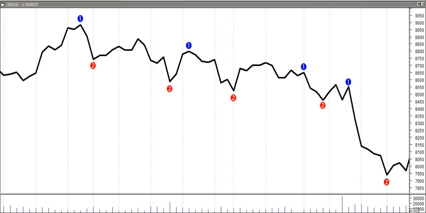The opposite is true. This is the last half of 2017. You will see where there is falling trough, each bottom is lower than the previous one, and each peak is lower than the previous one. So this is a bear market.